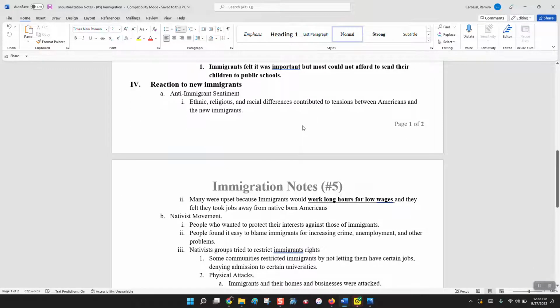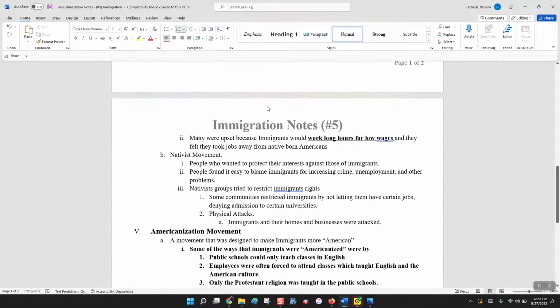What is the reaction to these new immigrants? So there's going to be a lot of anti-immigrant sentiment. Sentiment just means feelings. There's a lot of anger because they were different. Their ethnicity was different, religions were different. They were just different. They spoke a different language. Their food was different. And a lot of Americans felt like, well, you're in our country now. You've got to speak our language, eat our food. You've got to act more like us.